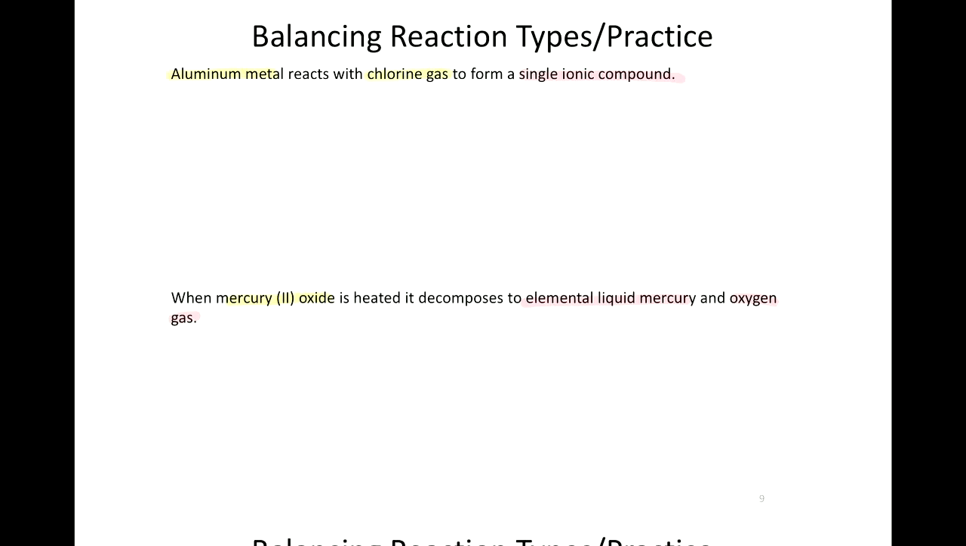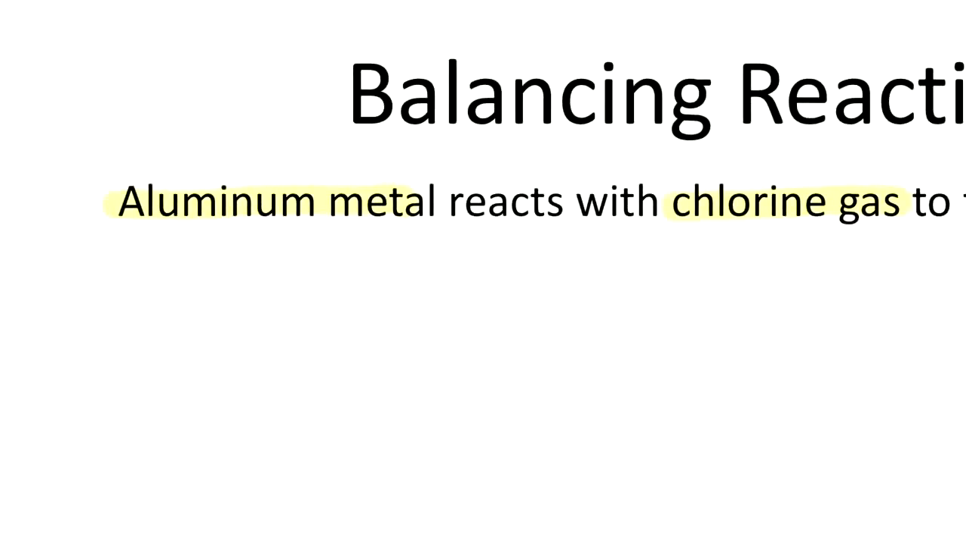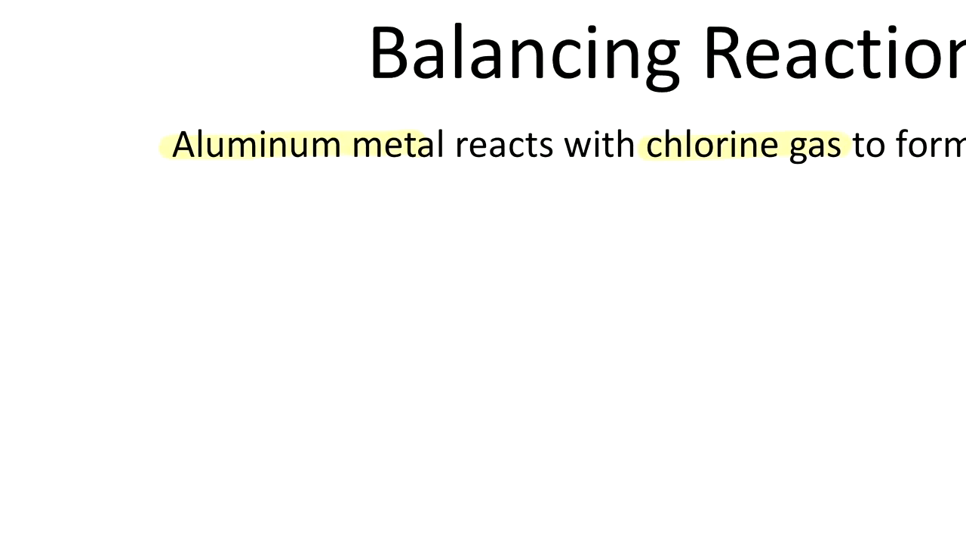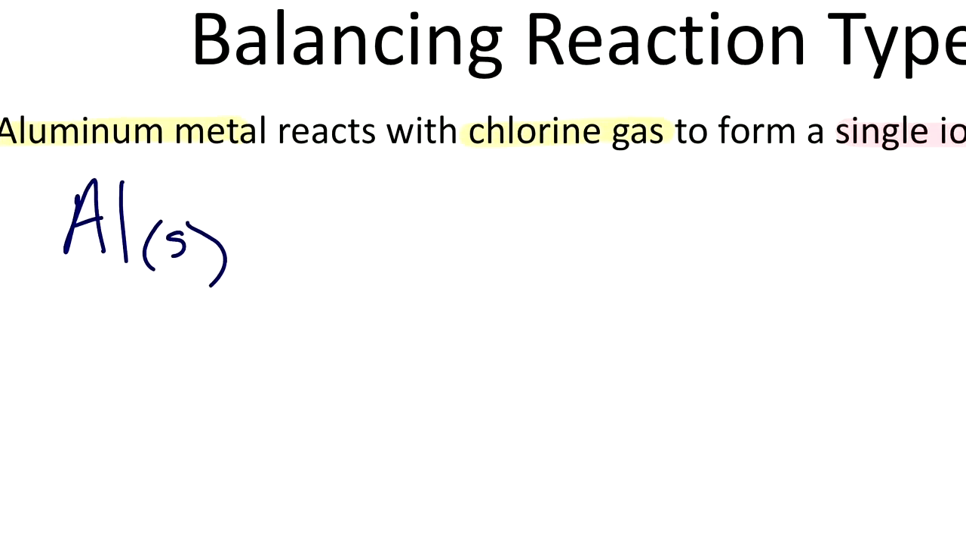All right, so let's just go through all of these substances and figure out what they are, how we would represent them with symbols. Aluminum metal, how do we write the symbol for that? Al. Can you be a little bit more specific? Remember all the components of a chemical reaction? Solid, very good. Al solid. What about chlorine gas? Cl2.